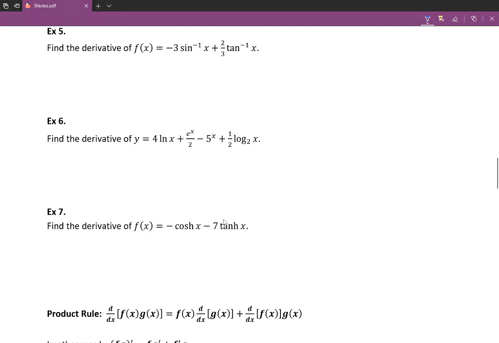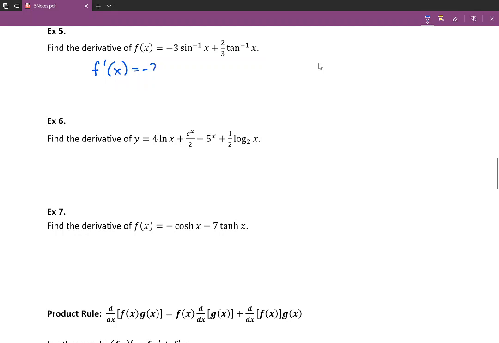All right, so we're looking in example 5 at the derivative of negative 3 inverse sine x plus 2/3 inverse tangent x. And here the function is being called f of x instead of y. So we'll go ahead and use our prime notation, f prime of x. And again, we're going to take for granted the constant multiple rule and the sum rule that says that the derivative can distribute across pluses and constant coefficients can be pulled out of the derivative. So the derivative works its way into the inverse sine and the inverse tangent.